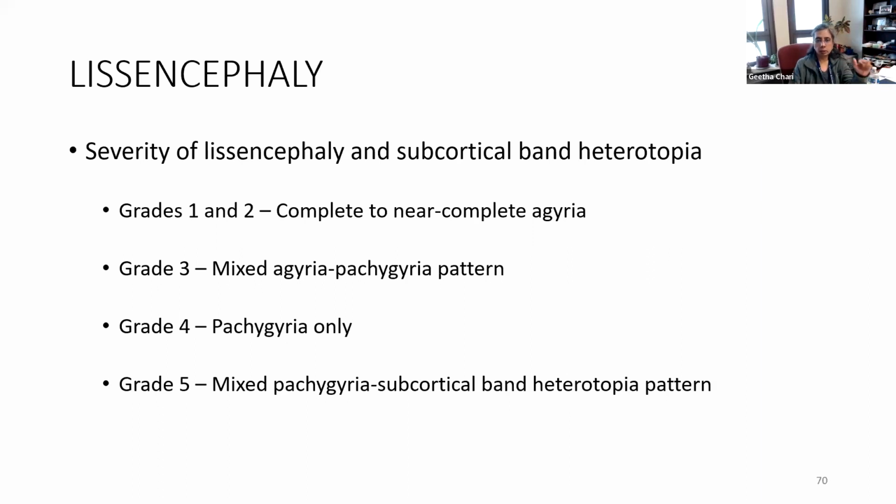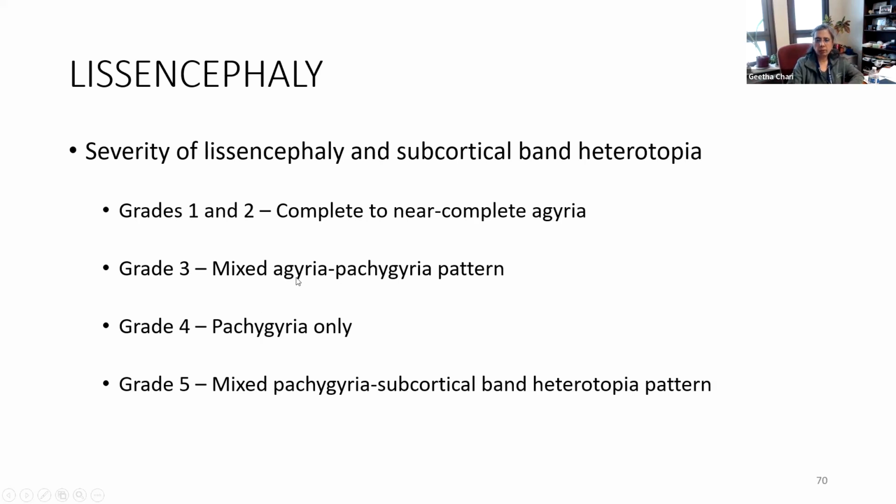disorder in the migration is lissencephaly. Lissencephaly is also called smooth brain, and this is definitely something you will always be asked either in your in-service or in your board exams. The severity of lissencephaly and subcortical band heterotopia varies according to what you see on the image. Some people use grades, some people don't. Grades 1 and 2 are complete or near complete agyria, or a complete smooth brain.